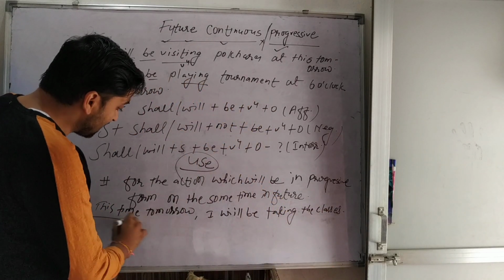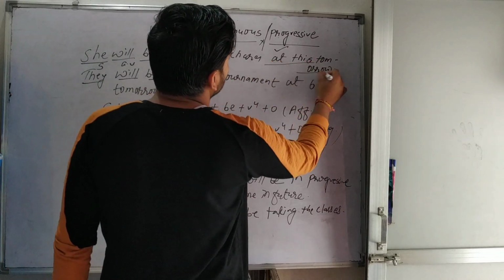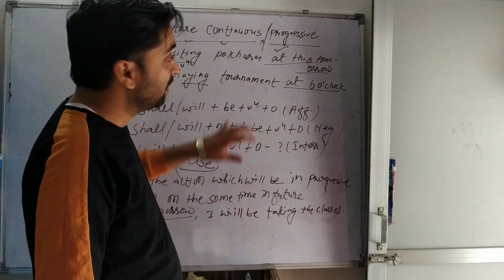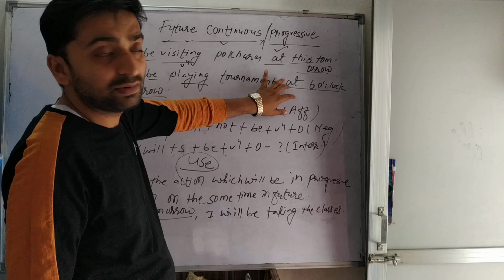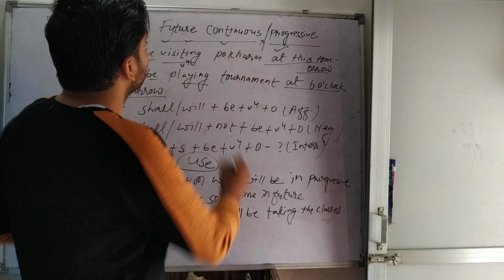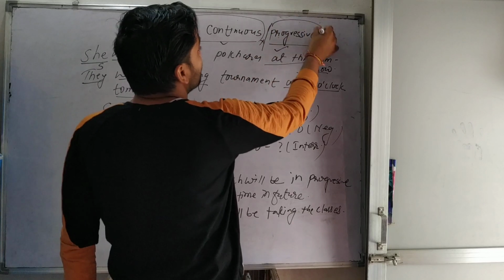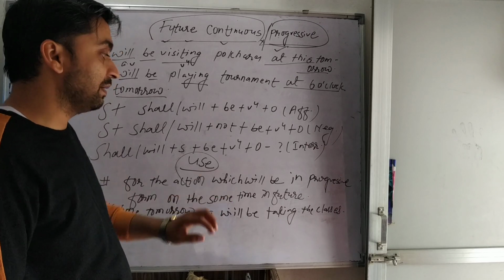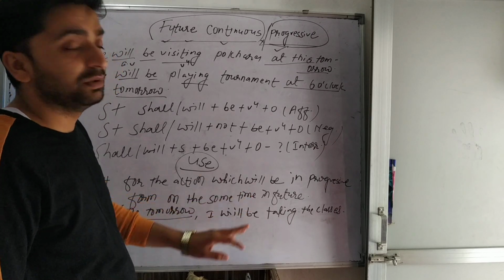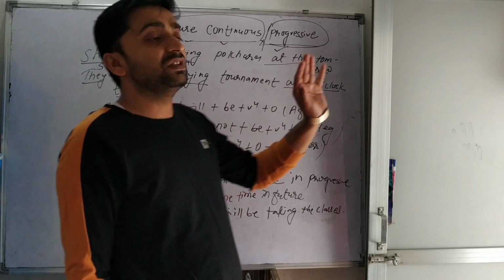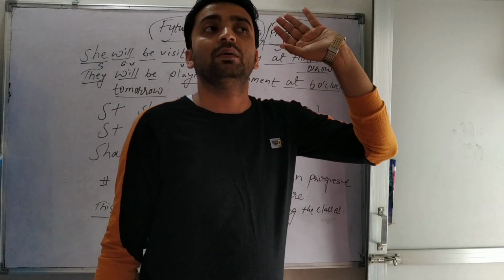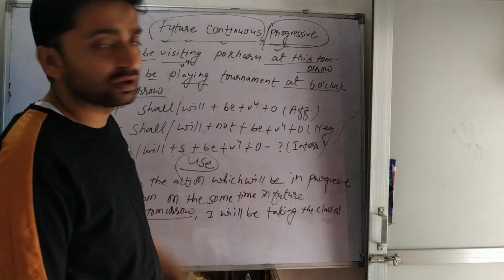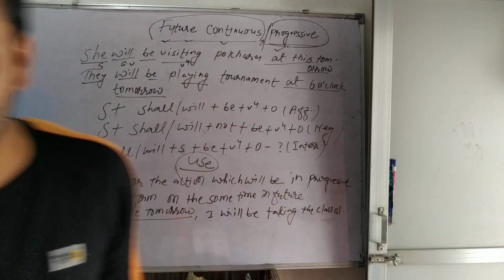So here, this time tomorrow, here is also at this time tomorrow. Okay, at 6 o'clock tomorrow. So these are the important things. At this time tomorrow: these are time adverbials, and these time adverbials are very useful in a future continuous or future progressive tense, for the action which will be in progressive form at some time in future. This time tomorrow I will be taking the classes. Tomorrow, this time I will be visiting my mama's house. These are the examples of future continuous or future progressive tense.